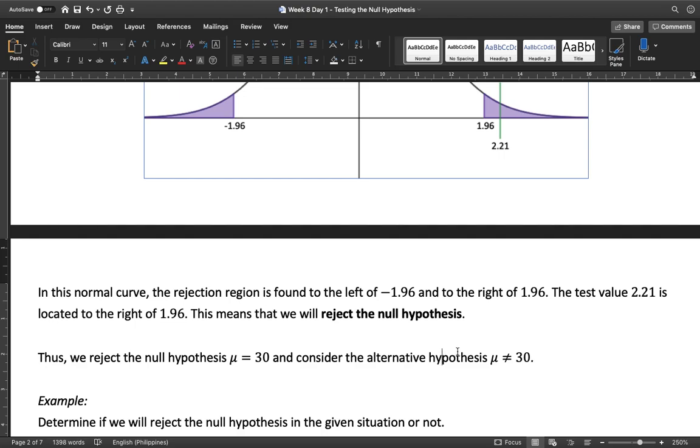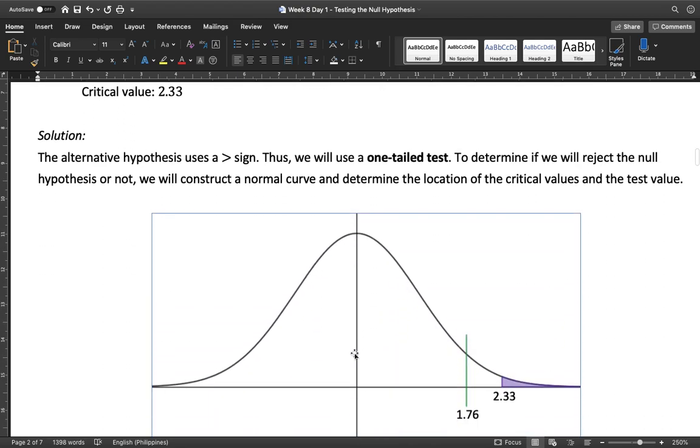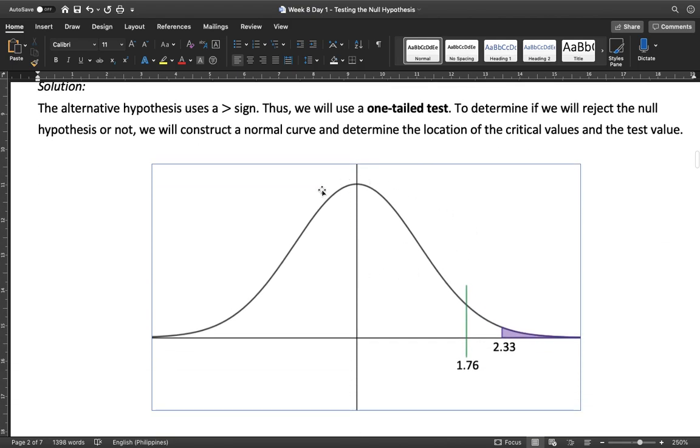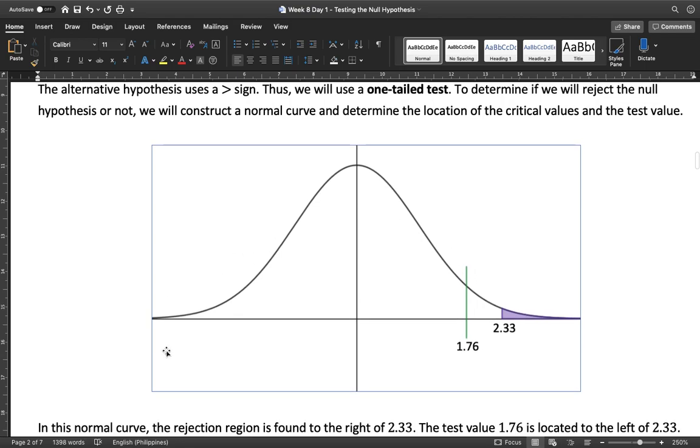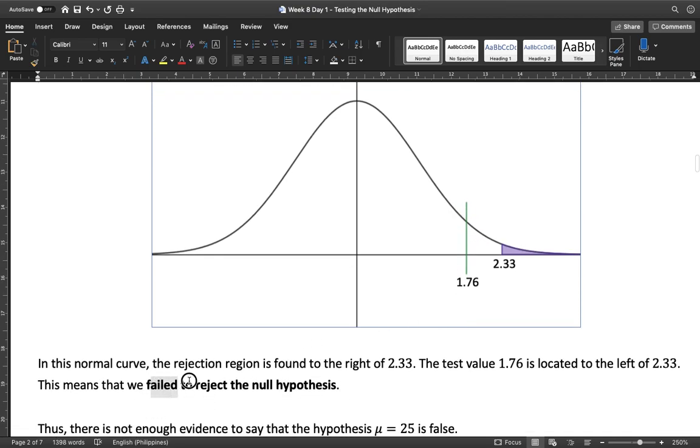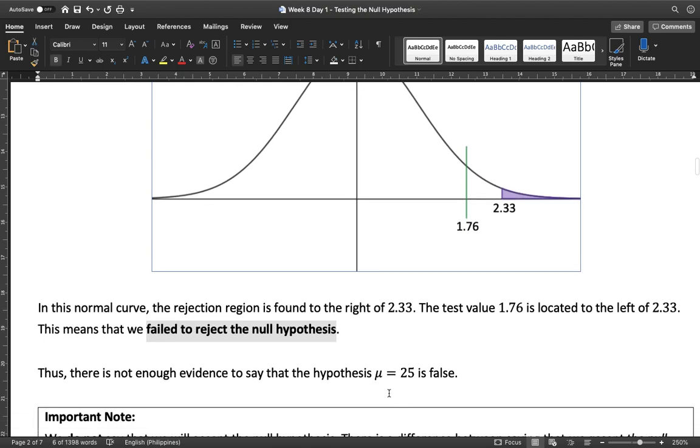So, ano ba itsura na kapag hindi siya na-reject? Let's take a look at this one. Ito, aralin nyo na lang to ha, kasi ito yung second example na natin. Pero if we look at this one, ito yung example naman ng hindi rejected yung null hypothesis. Ito yung critical value, 2.33, rejection region sa right niya. The test value is 1.76 right here. It's not in the rejection region, diba? So, we fail to reject the null hypothesis.